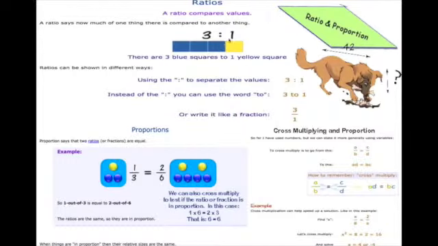So we're comparing the blue to the yellow, and it's written in 3 different ways. A ratio is written in 3 different ways. It can be written as 3:1, which is kind of the easiest way of saying it, or 3/1, written as a fraction.